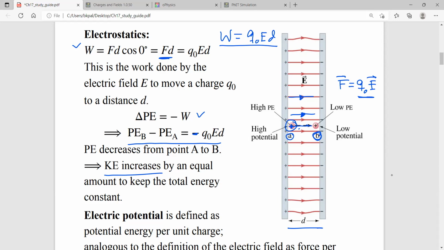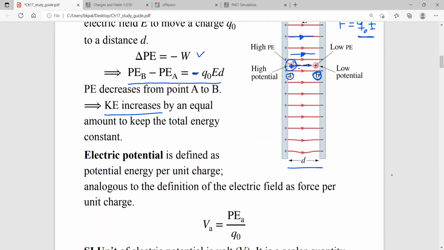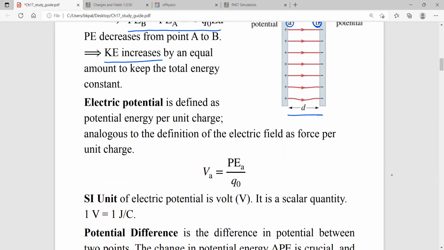Okay, so now at this point I'm going to define the electric potential. So far what we learned is the potential energy, or the electric potential energy. Now it is time to define electric potential. So what is the electric potential? Electric potential is this one. We normally use V to represent potential.